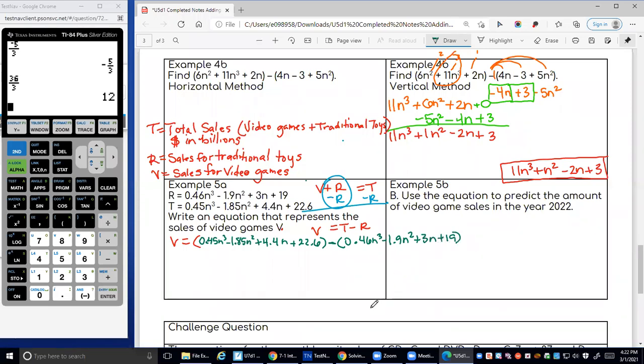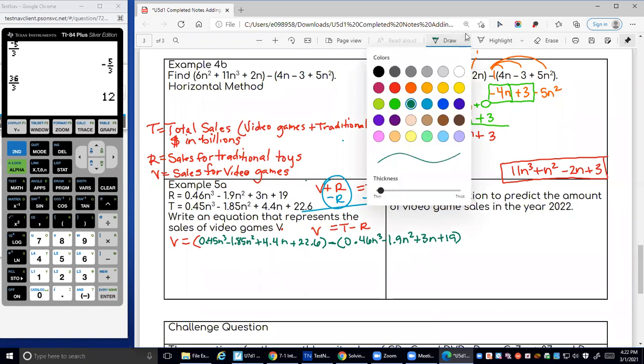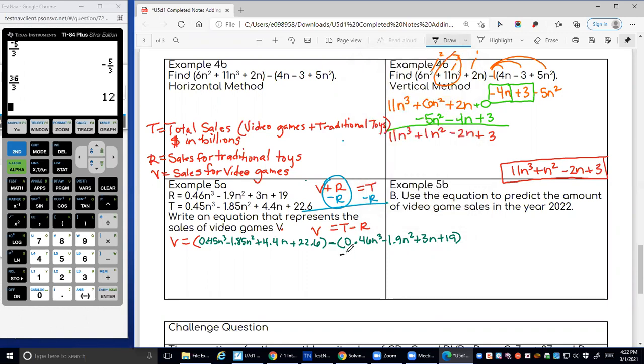Yay. Okay. Now, I don't think it's going to be that hard, hopefully. I think it's just going to be more tedious, right? It's all these tiny little things you have to do. So what I'm going to do is change all of my signs, and then write it and stack it underneath. Yes? So here's to changing all the signs. Negative 0.46n to the third.